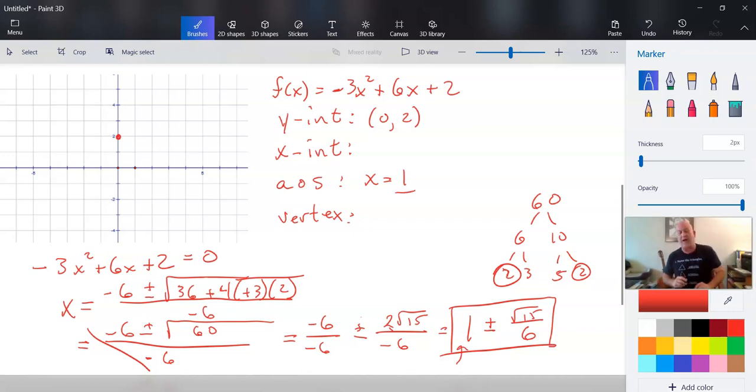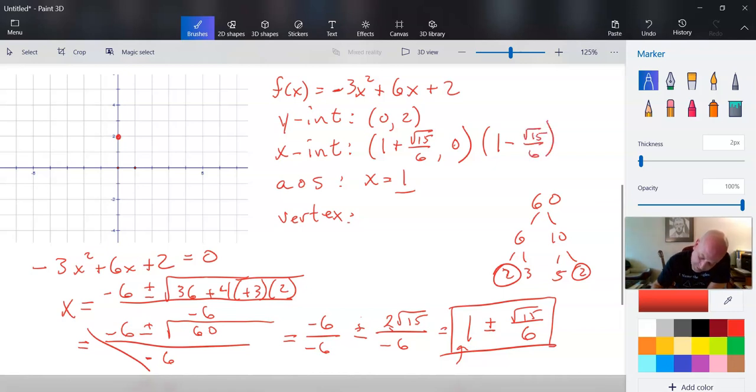Now, how do you write these things? There's two ways to write it. You can either separate it out like that, or you can keep it together. It should accept it both ways. So the two x-intercepts are going to be 1 plus the square root of 15 over 6, comma 0, because when you find an x-intercept, the y-coordinate is 0. The other one would be 1 minus the square root of 15 over 6, comma 0. Right, so those are your two x-intercepts.